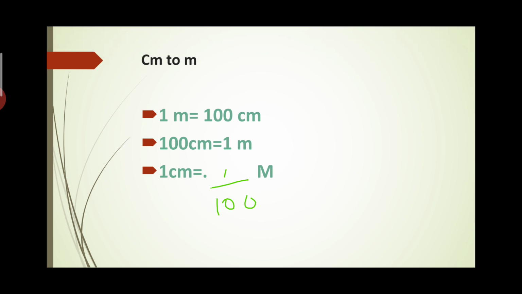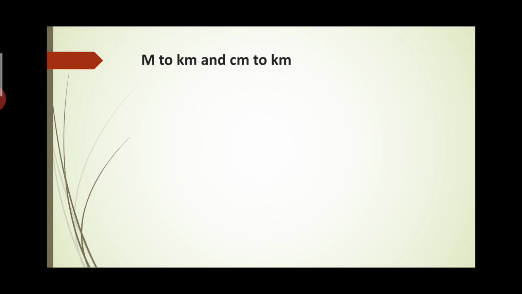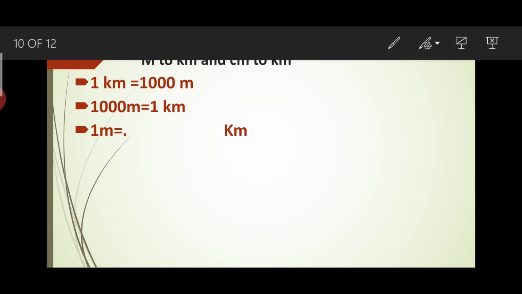Okay, now moving on, next topic is meter to kilometer. As you know, 1 kilometer is equal to 1000 meter. इसका मतलब 1000 meter is equal to 1 kilometer. Now what will be the value of 1 meter? 1 meter can be written as 1 upon 1000 kilometer.